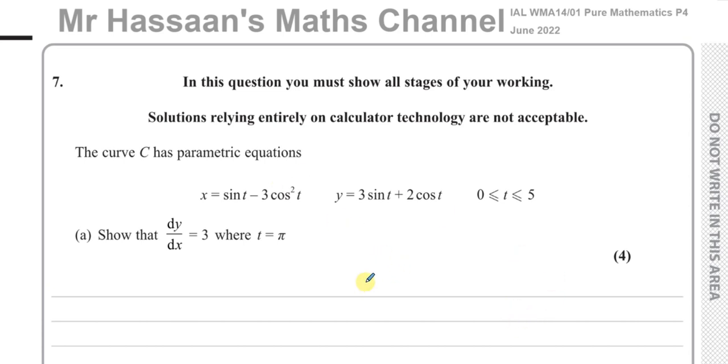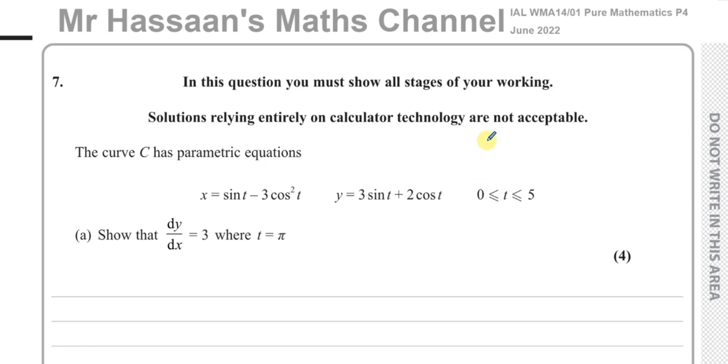So here we're given a curve C, which is defined by this pair of parametric equations: x equals sine t minus 3 cosine squared t, and y equals 3 sine t plus 2 cosine t, where t is between 0 and 5. So this is basically an equation which is defined with a third parameter t.